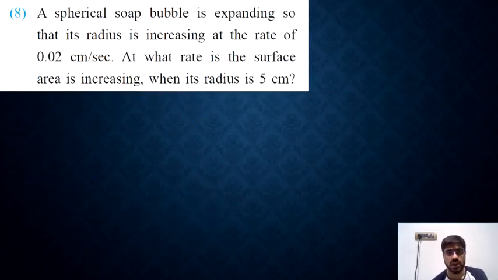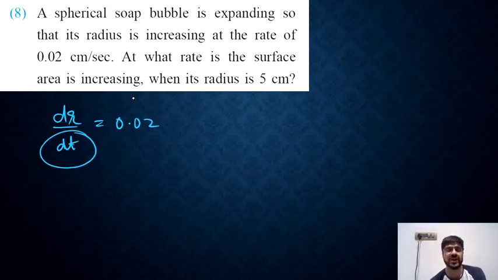The 8th one: a spherical soap bubble is expanding so that the radius is increasing at the rate of 0.02 centimeter per second. So they have told us that dr by dt, the rate of increase of radius, is 0.02. We are taking a derivative with respect to time because the radius is increasing with time. It is increasing by 0.02 centimeters every 1 second. At what rate is the surface area increasing when the radius is 5?